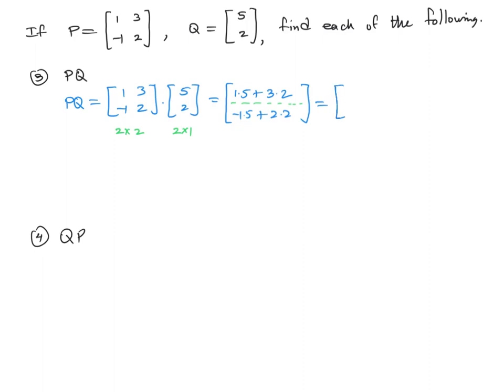And so that's going to be 5 plus 6, which is 11, and negative 5 plus 4, which is negative 1. So that's 11, negative 1.